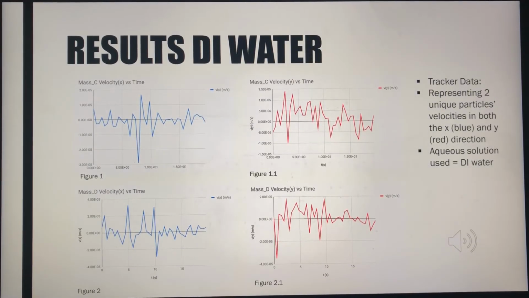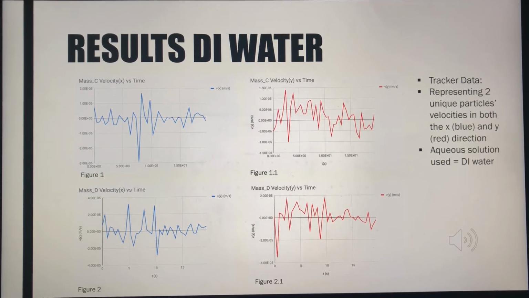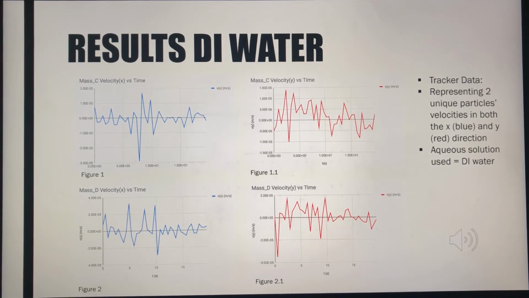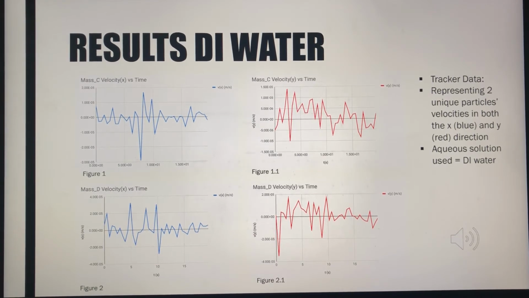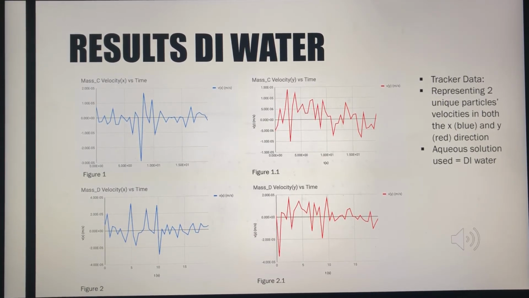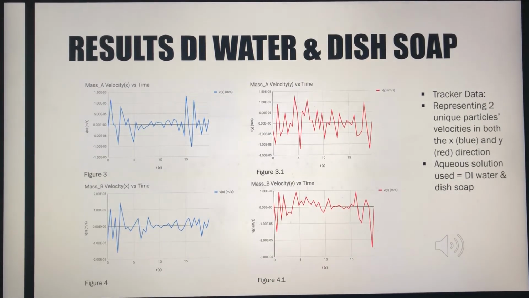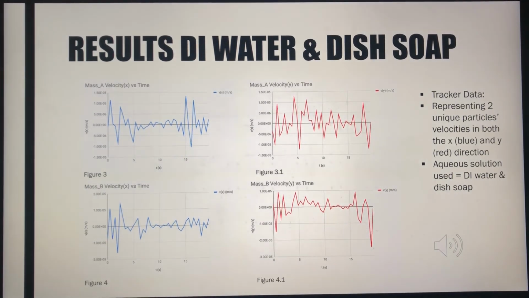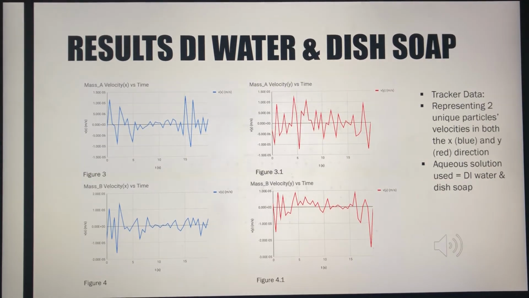The results presented on this slide represent the unique particle's velocity in the x direction, represented in the blue color, and the y direction, represented in the red color. This solution was just deionized water. The results for deionized water and dish soap represent the unique particle velocities in both the x direction, represented in blue, and the y direction, represented in red.